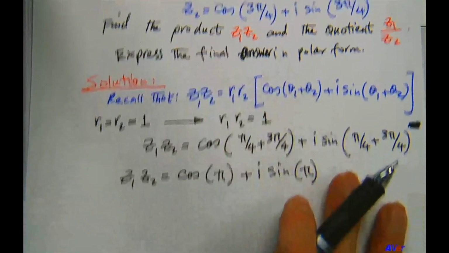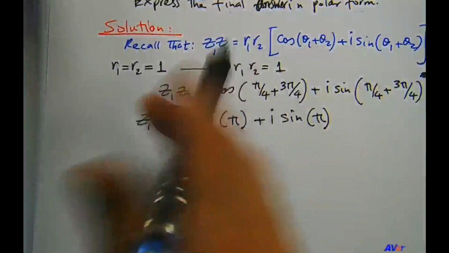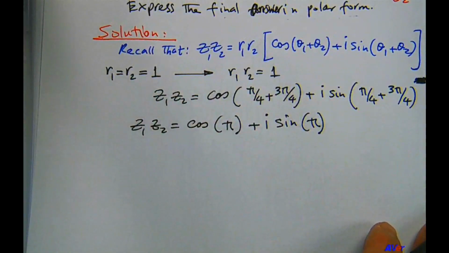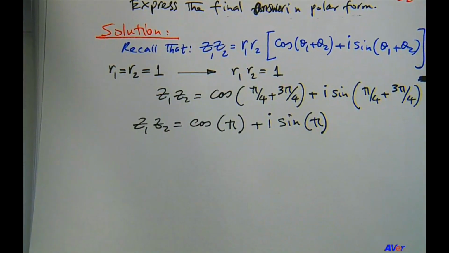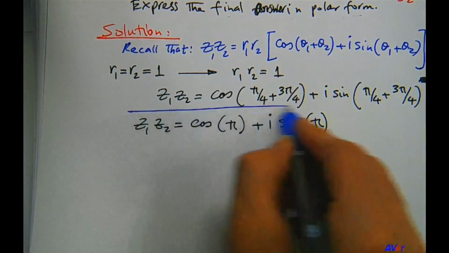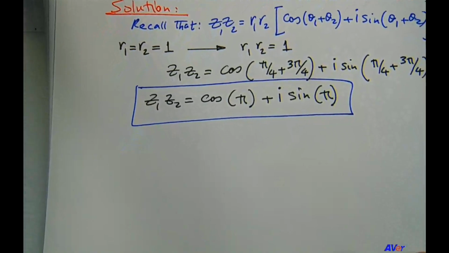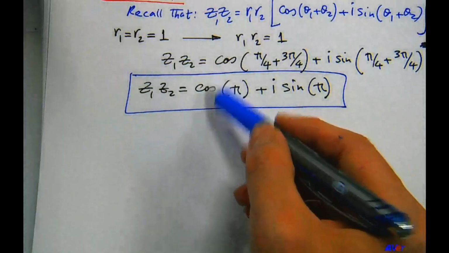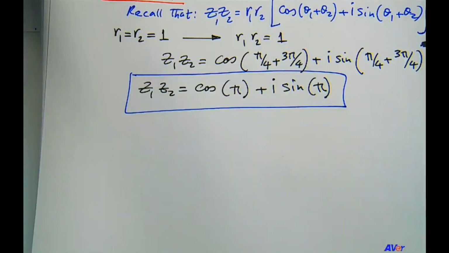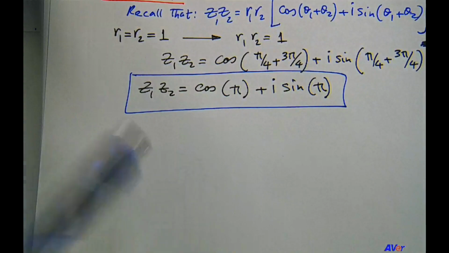But they wanted us to express the final answer in polar form. So I'm not going to reduce this. I'm not going to simplify this. If it didn't say express the final answer in polar form, yes, I would write z1 z2 equals -1. But because that's what they want, I'm going to stop there for multiplying those two numbers. In the online homework, it might ask you to simplify the answer as far as possible, in which case you would write z1 z2 equals -1. Okay, so we did the multiplication.